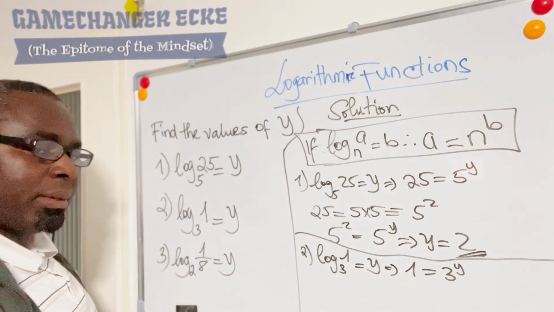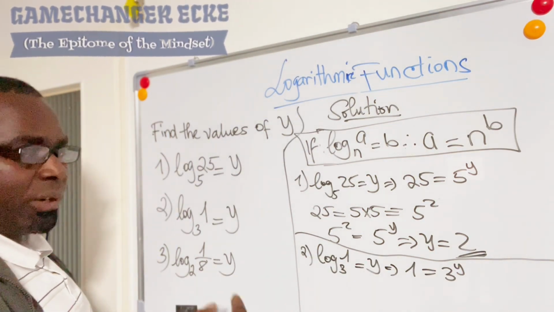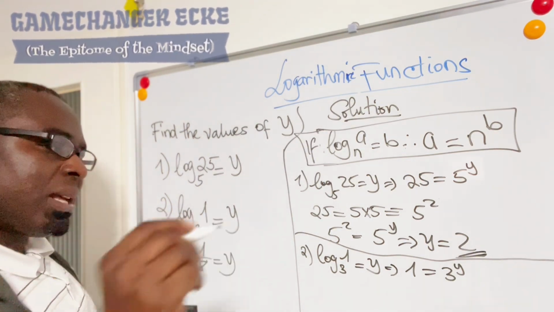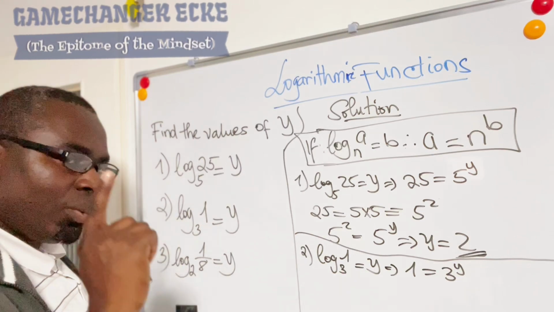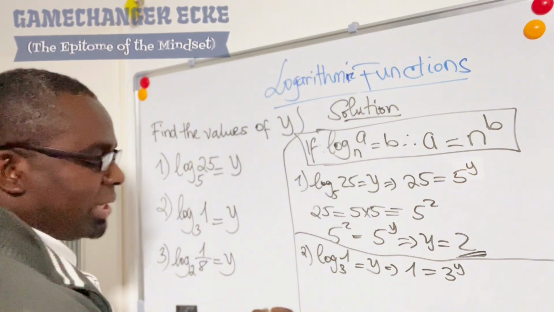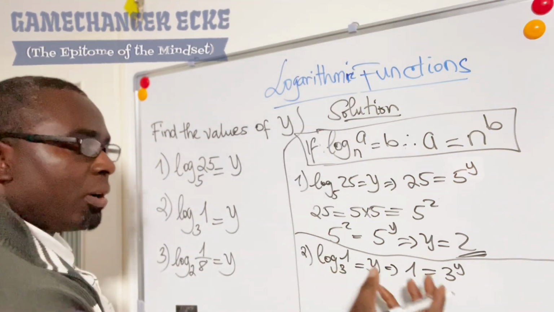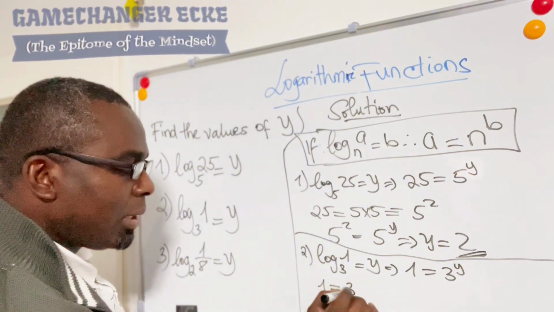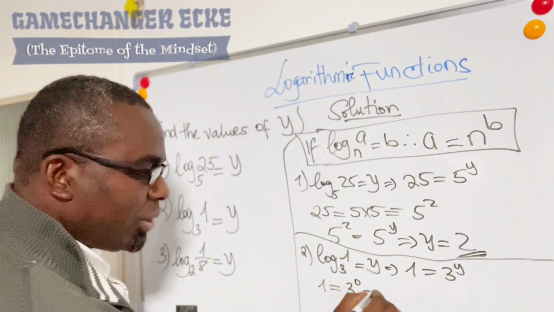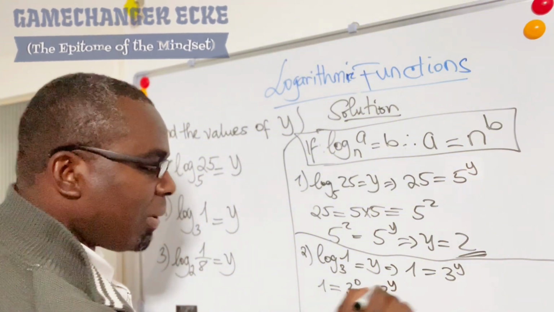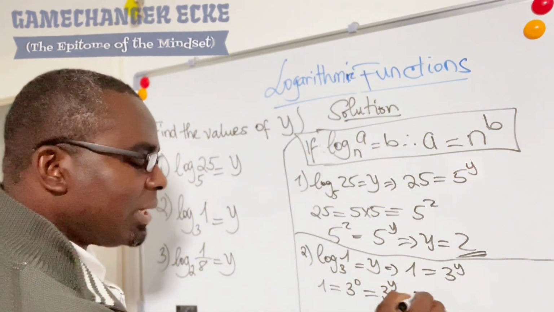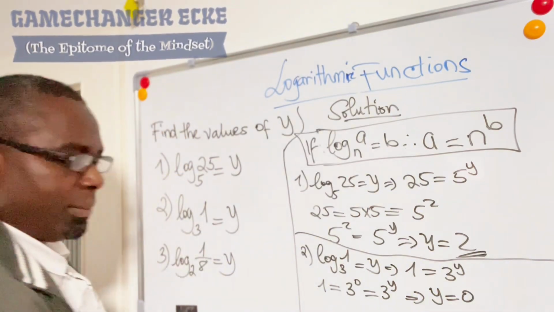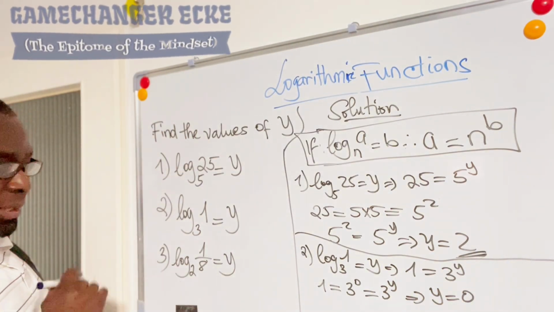But what is 1? We know that in the laws of indices, anything raised to the power 0 is equal to 1. So in order for us to have common bases, we say 1 is the same as 3 raised to the power 0, which is equal to 3 raised to the power y. This implies y is equal to 0. So this is our y in this one.